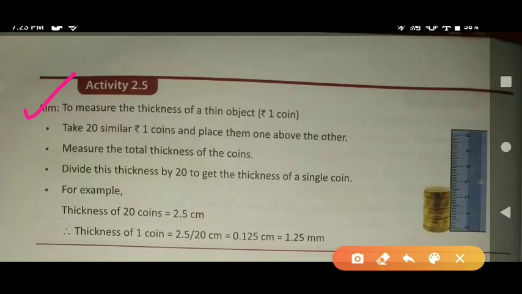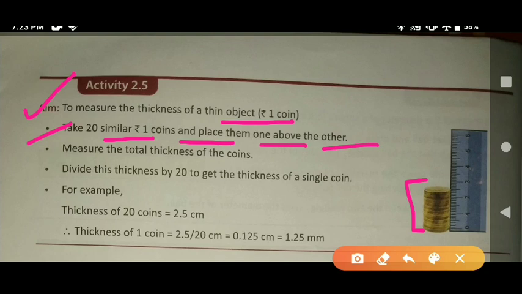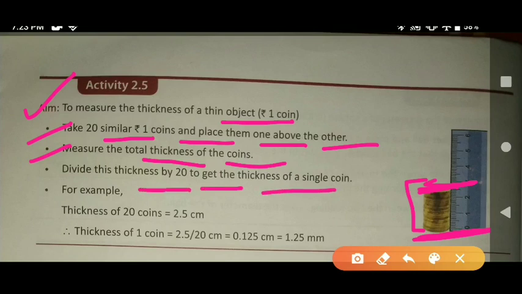Activity 2.5. To measure the thickness of a thin object, like a one rupee coin, take 20 similar one rupee coins and place them one above the other. Measure the total thickness of the coins. Divide this thickness by 20 to get the thickness of a single coin.